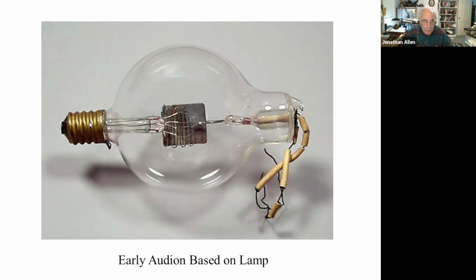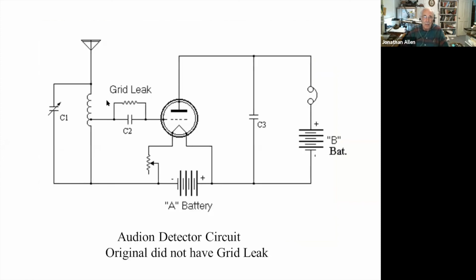So anyway, as a detector, the Audion did provide gain above what a simple diode could do, but it could not amplify in the modern sense. Here's a circuit that DeForest applied.